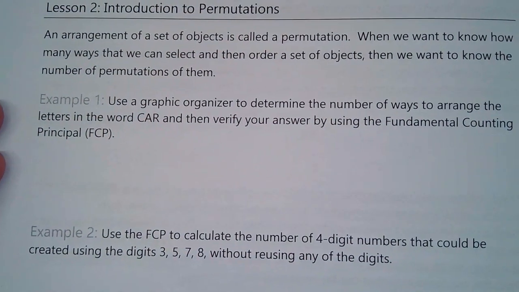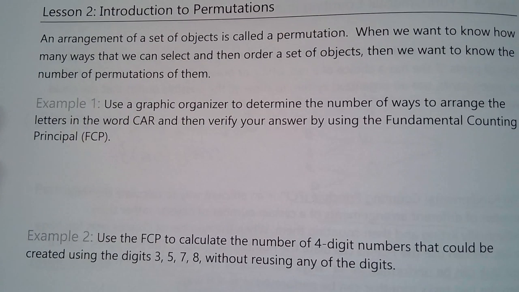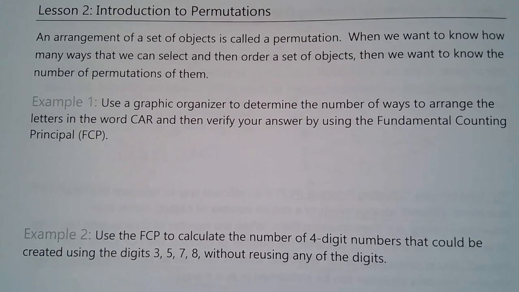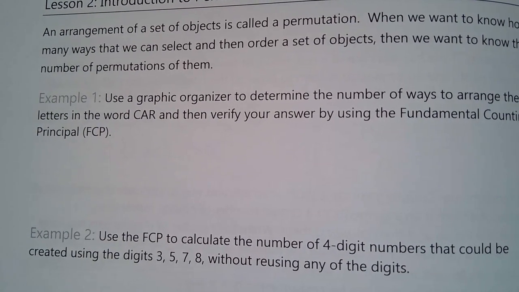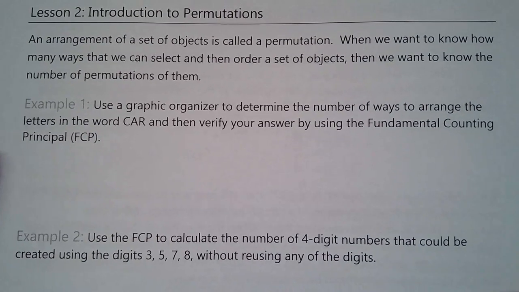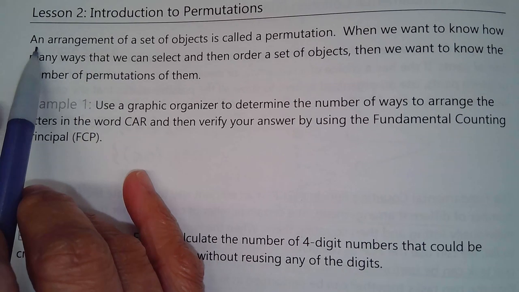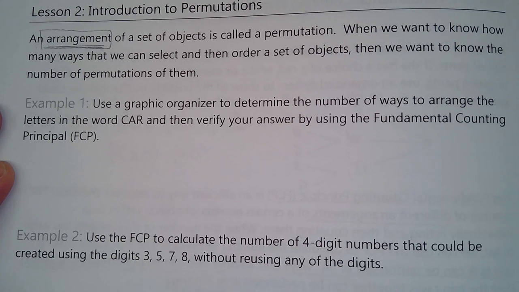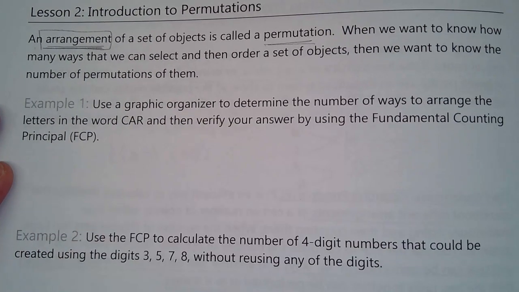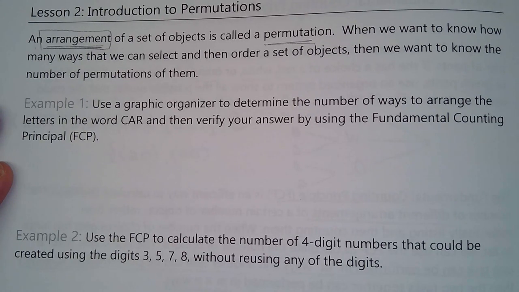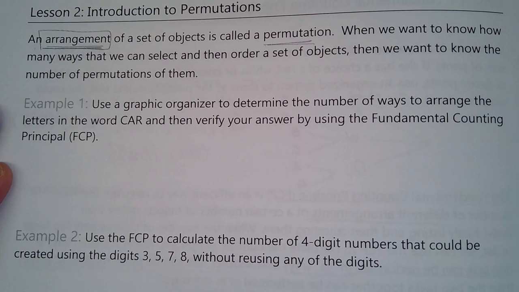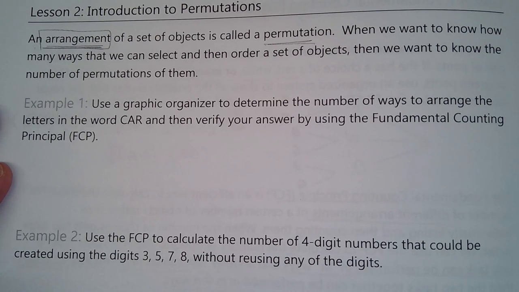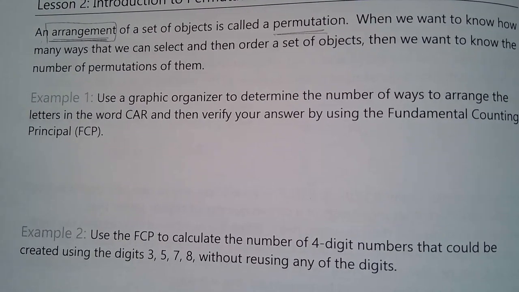And that's the end of the fundamental counting principle. Now, let's take a look at permutations. We're probably going to see some connections later on too with this. So permutations: an arrangement, this is a key word, a specific arrangement of a set of objects is called a permutation. We want to know how many ways we can put a set of objects in order.